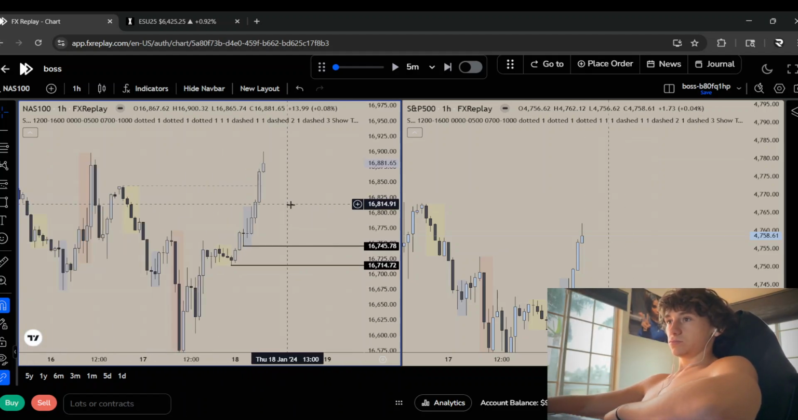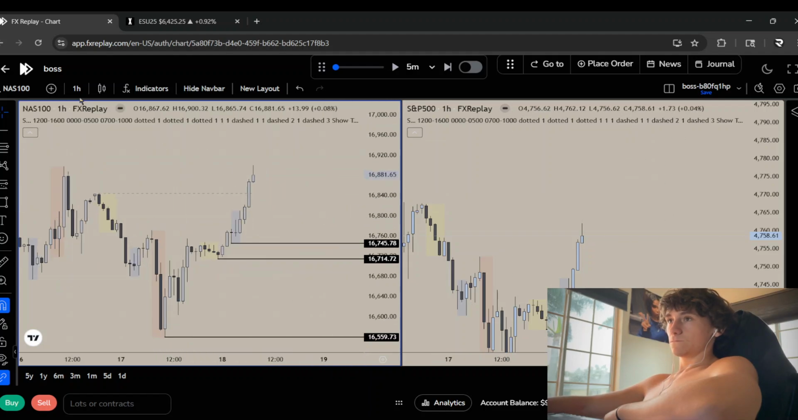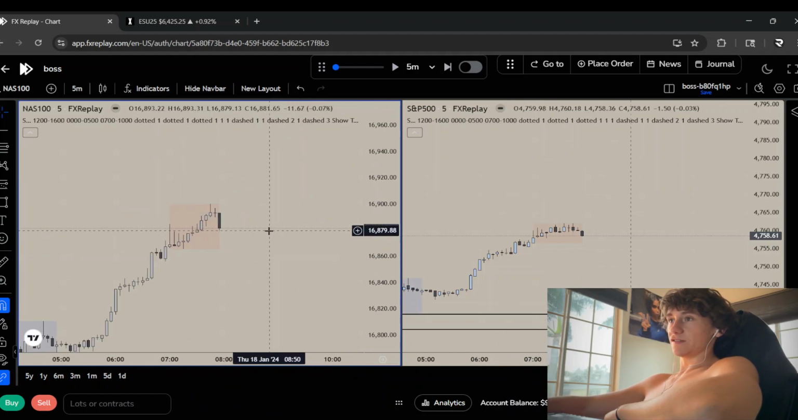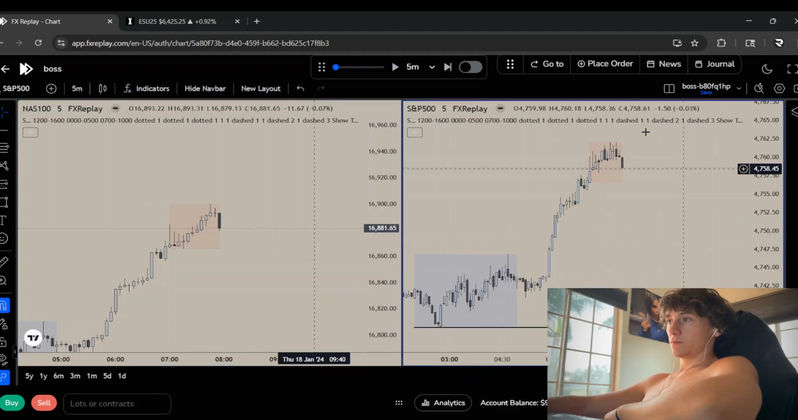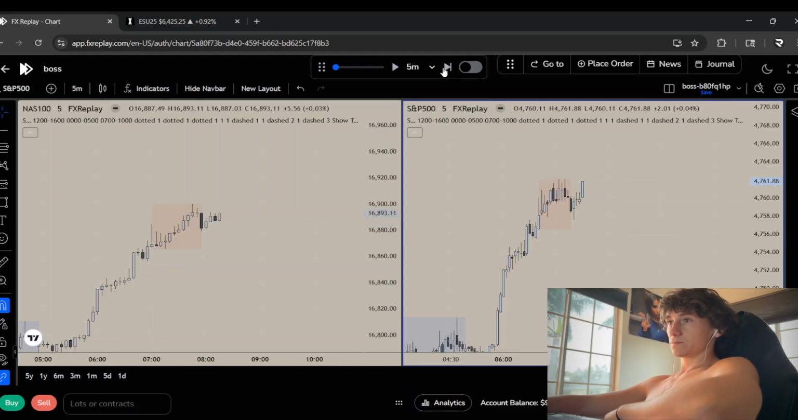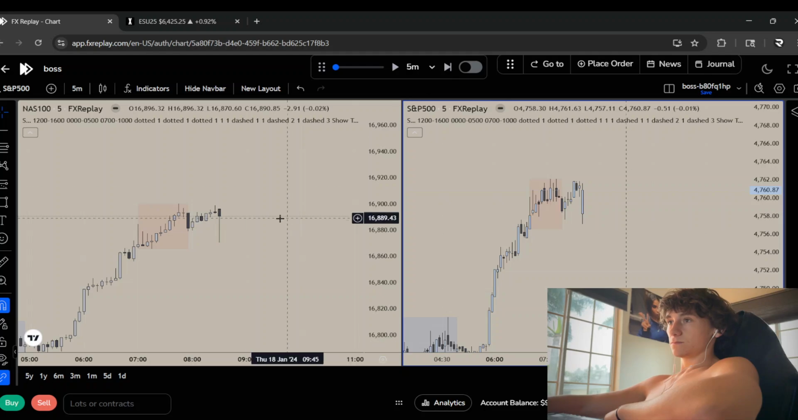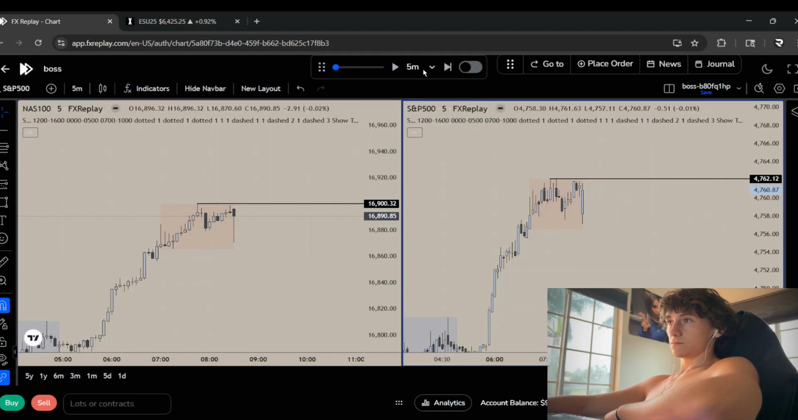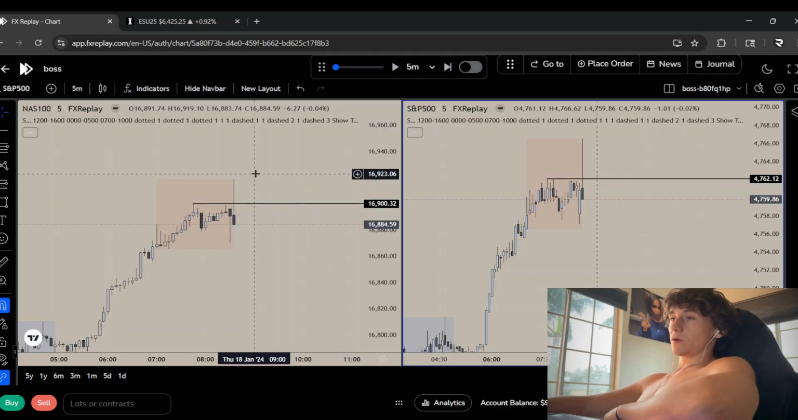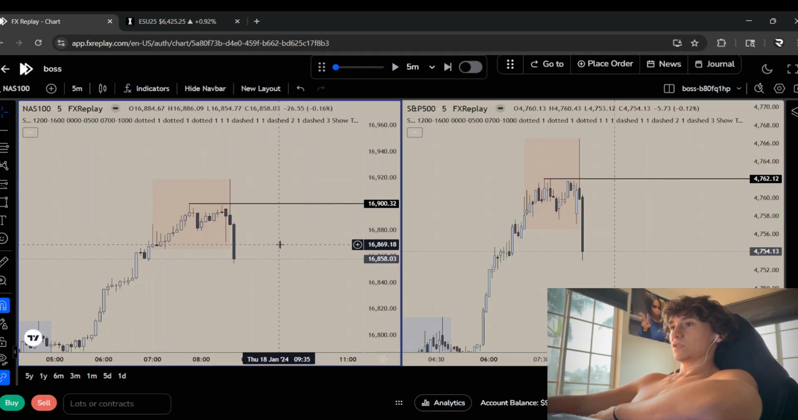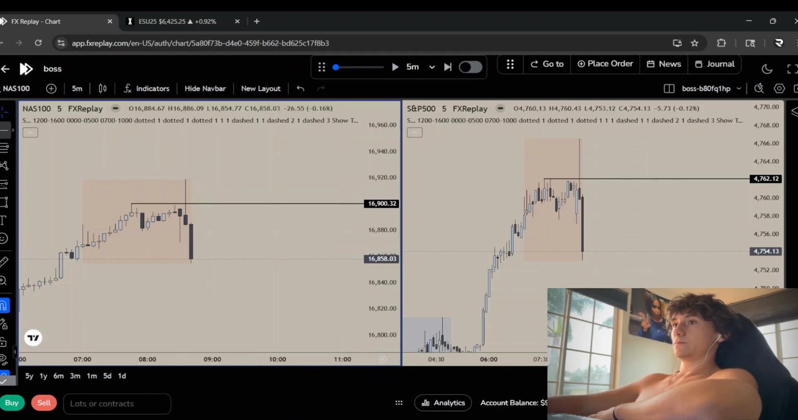So, all right, let's see. Market opens. All those lows. I'm assuming we're going to be bearish. Let's mark out pre-market high real quick. All right, liquidity sweep. Changing the state of delivery to the down.